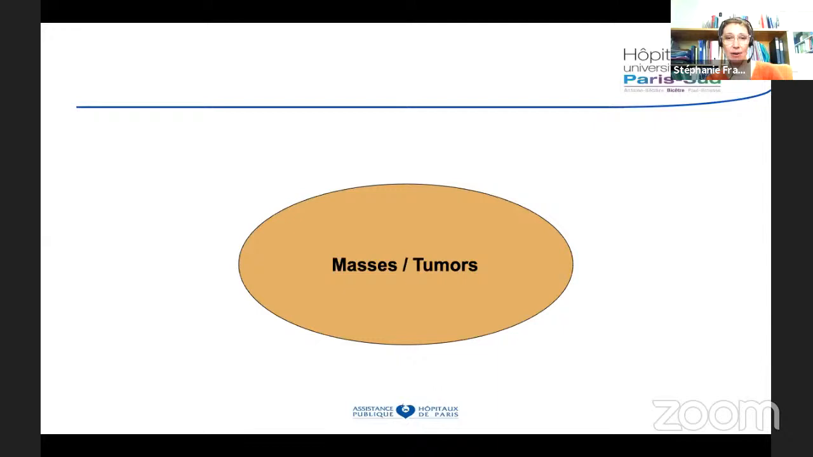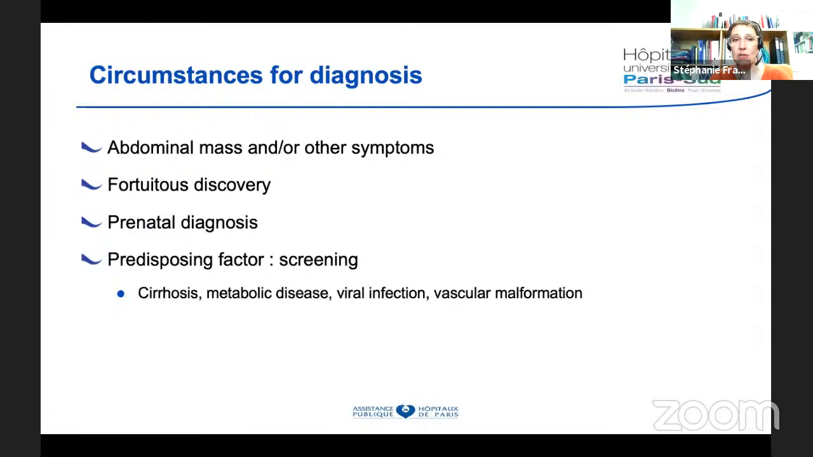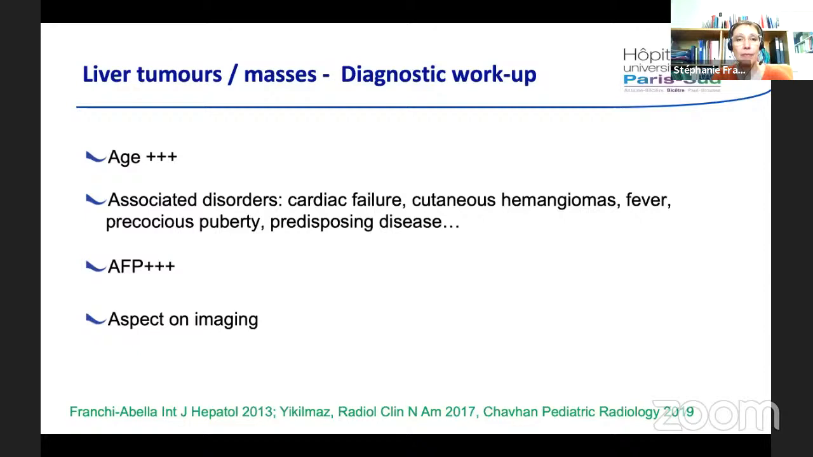So let's move now onto masses and tumors. The circumstances for the diagnosis are an abdominal mass or any other symptoms. It can be a fortuitous discovery, a prenatal diagnosis, or sometimes there is a predisposing factor and you are going to screen for the appearance of a liver nodule. To make the diagnosis, you will check the age, that is very important. You will see if there are associated disorders, predisposing disease, for example, cardiac failure or cutaneous hemangiomas that may be in favor of hemangiomas, fever for infectious disease, or precocious puberty, for example, in hepatoblastoma. The level of alpha fetoprotein is also very important because it will be elevated in hepatoblastoma and HCC. And of course, the aspect on imaging will help you to make the diagnosis.